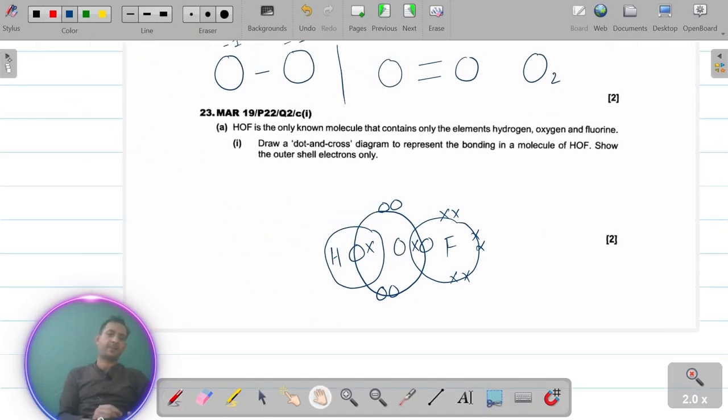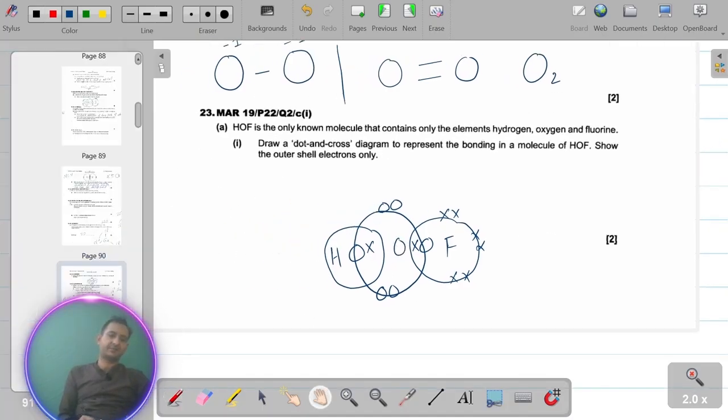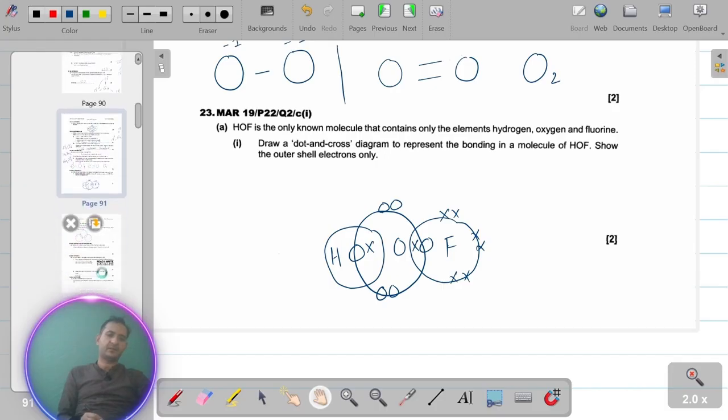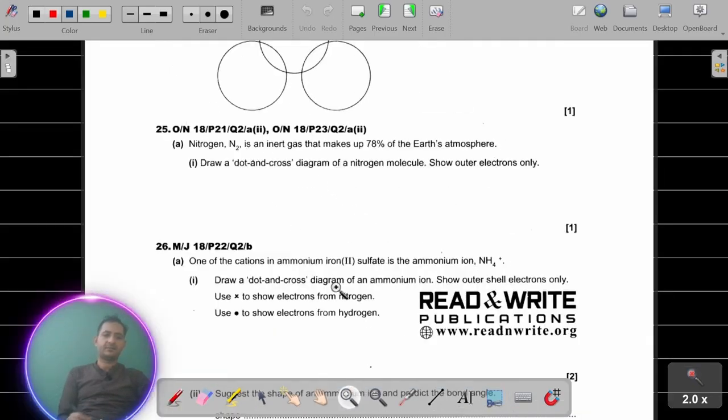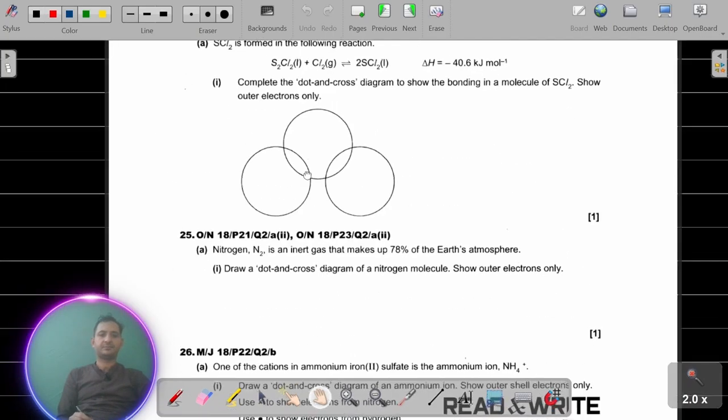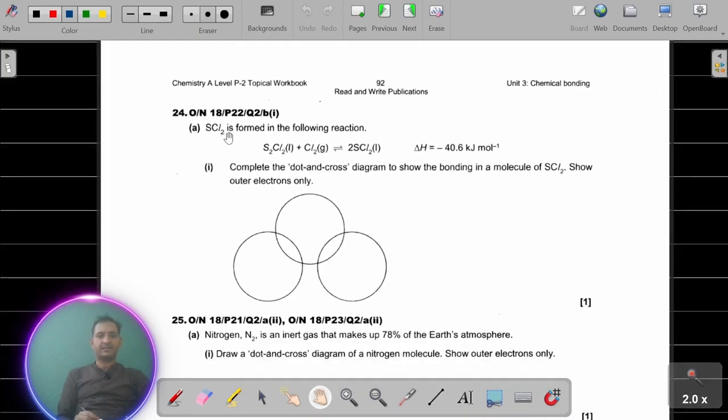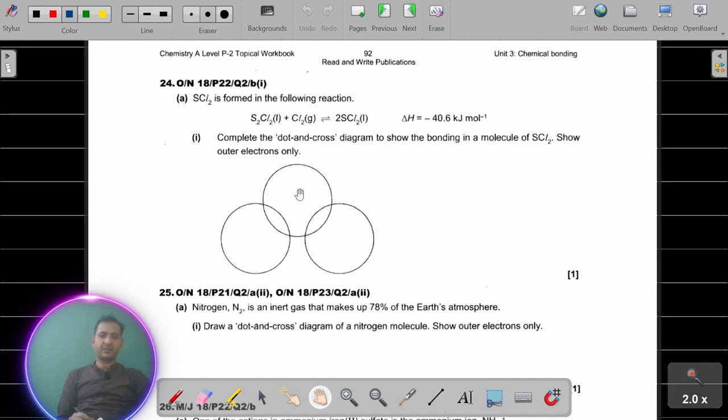Okay, so the next question. SCl2 is formed in the following reaction. When S2Cl2 reacts with chlorine, we get two molecules of this. So draw a dot and cross diagram to show the bonding in a molecule of SCl2.